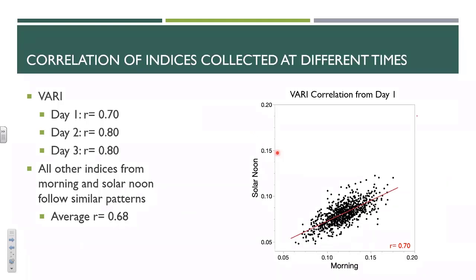I'm only talking about VARI. So here's the correlation of VARI in the morning and at solar noon. You can see it's a pretty good correlation. It's 0.7, and that's from day 1. And then day 2 and day 3, they were also both 0.8. For all of the indices, comparing morning to solar noon, it averaged out to be 0.68. So they were correlated. Not super high correlation, but they are slightly correlated.